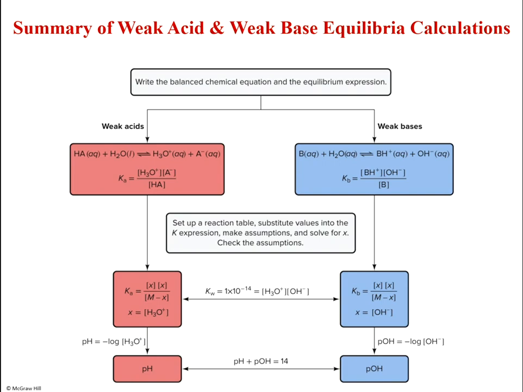On the weak base side, we can do a similar calculation. We can write out a reaction: base plus water gives the conjugate acid plus hydroxide, and Kb is shown. We can solve this for small x, from which we can deduce the hydroxide ion concentration and calculate pOH. And we can subtract that from 14 to get the pH.